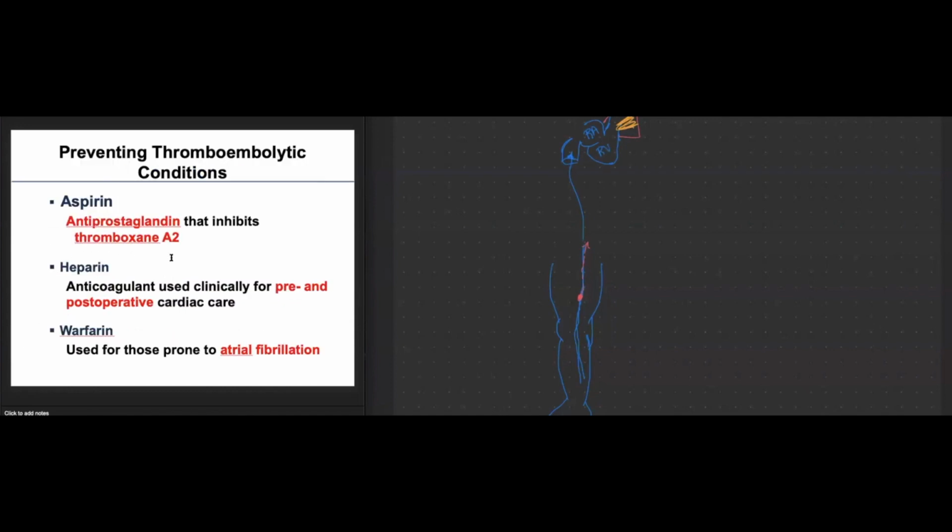How to prevent a thromboembolic condition? The most widely used medication is going to be aspirin, which acts by inhibiting the prostaglandin that inhibits the thromboxane A2. And this thromboxane A2 is needed for the platelet aggregation.